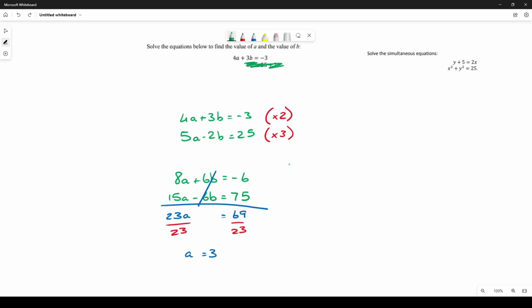You always want to sub it back into an equation that has this letter and one other, so we're going to sub it into any equation that has A and B. I'm just going to pick this one just to show you that it literally does not matter.